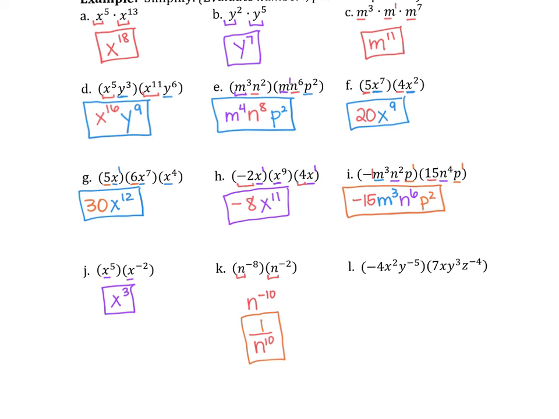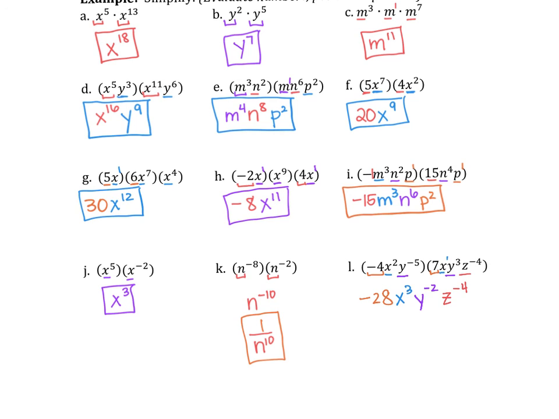Okay, last one, just tried to put everything all together at the same time. So let me first look. I do have coefficients, so I'm going to multiply the coefficients. I have a negative 4 times 7, so negative 28. And then I'll just go base by base. X to the 2nd times x. 2 plus 1 is 3. For the y's, y to the negative 5, y to the 3. Negative 5 plus 3 is negative 2. And then what's left? I still have this z to the negative 4, and I have nothing with it, so I'll keep it the same.